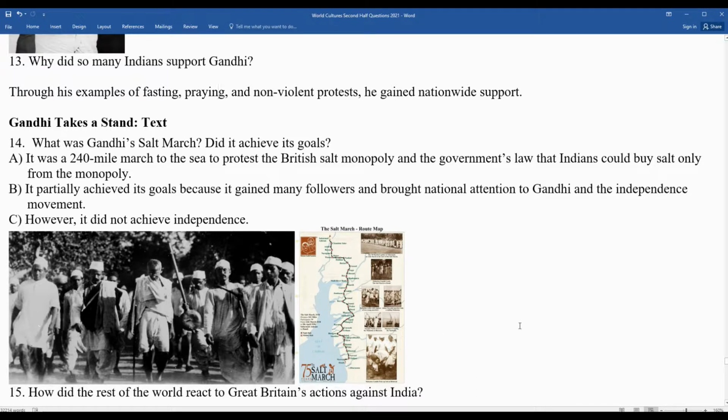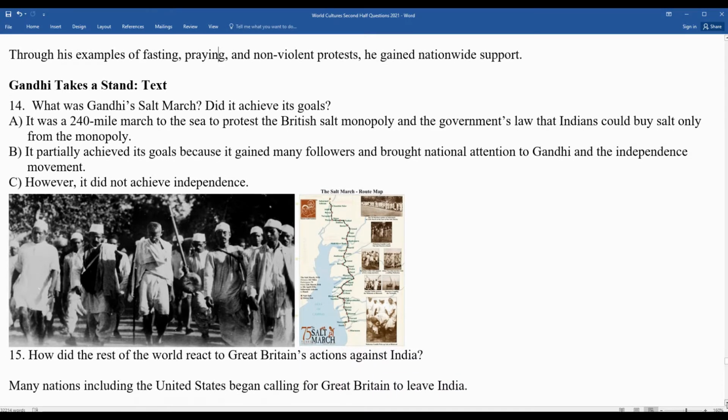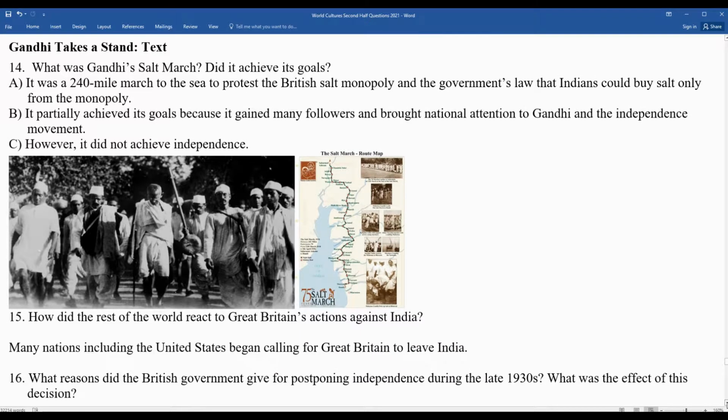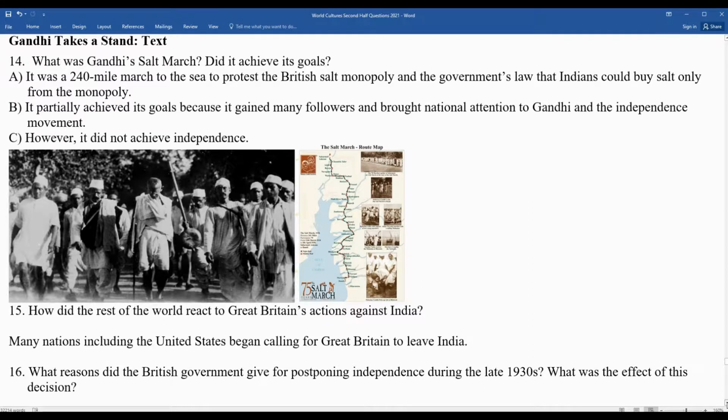How did the rest of the world react to the British actions against India? Many nations, including the United States, began to call for Great Britain to leave India. So he's making the case. It's gaining momentum both in India and around the world. 16, what reasons did the British government give for postponing independence during the 1930s? What was the effect of this decision?